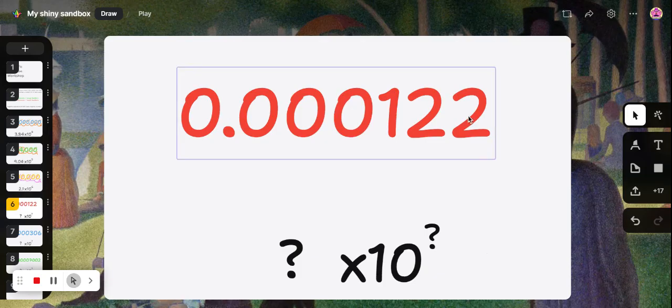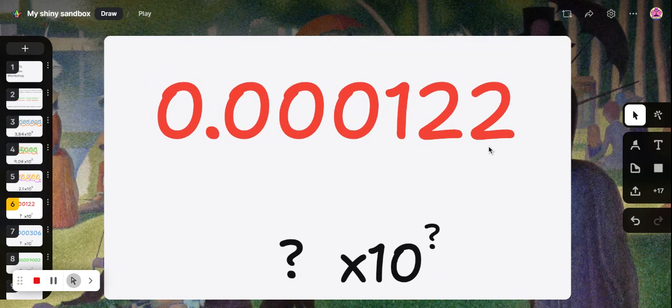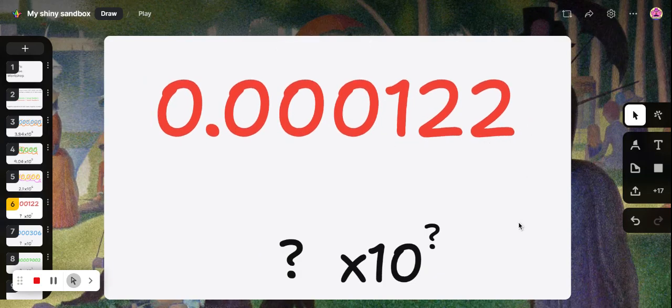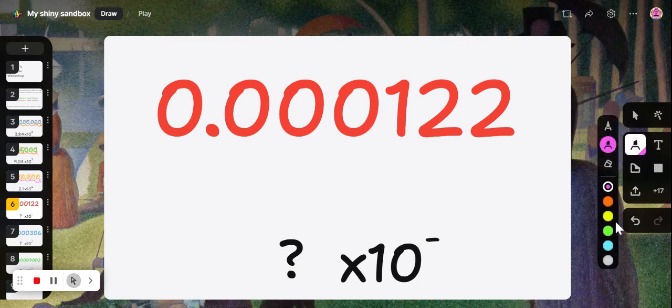Okay, so this is the first example where we have a small number. When we have a small number, see that 0 in our whole number spot? This is a very small decimal. We know that our exponent is going to be negative, so I'm going to go ahead and put a negative sign. This also means we are moving our decimal place to the left now.